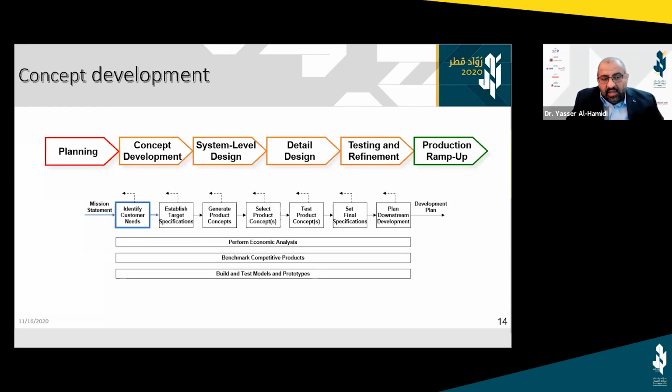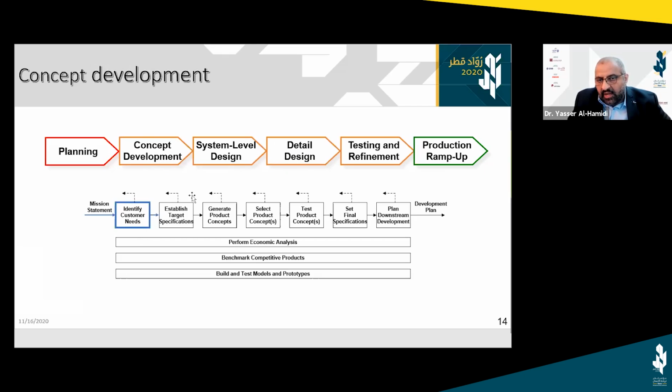Okay. All that I mentioned so far was about planning. Planning is always very crucial to the success of anything you do. This is what we are going to go through, hopefully, throughout this workshop. And the second and the most important stage in your product development cycle is concept development.